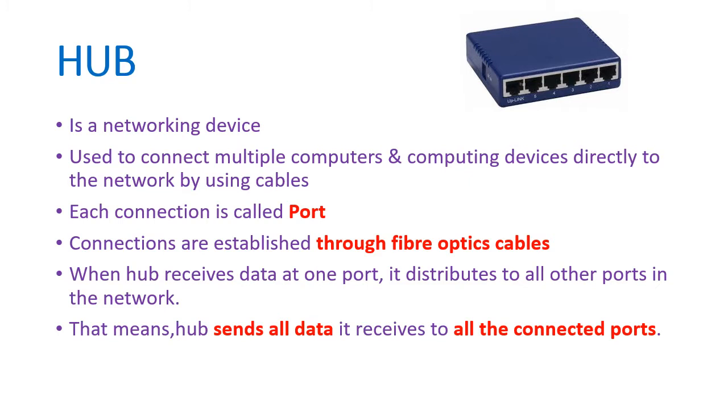When a hub receives data at one port, it distributes that particular information to all other ports in that network. That is the main problem of the hub. That particular problem we call broadcasting.